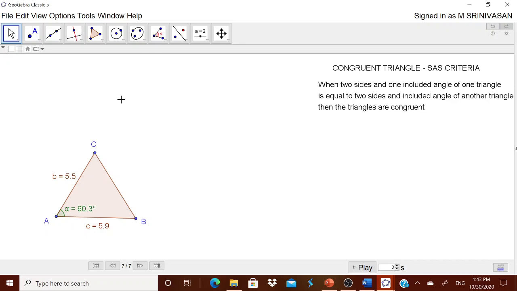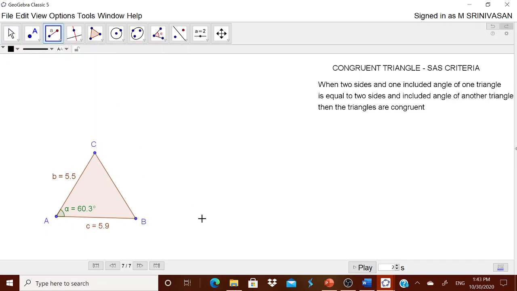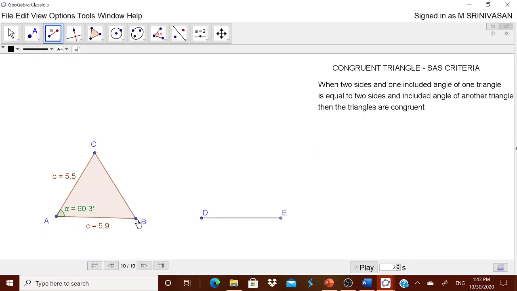Let me start drawing the congruent triangle now. Go to this line, segment with given length. Now, I want the length of it as the length of AB. What is the length of AB now? It is not 5.9. It is small c because it is a variable. So I am clicking OK. When I press escape and then move it, you see the DE also moves now.